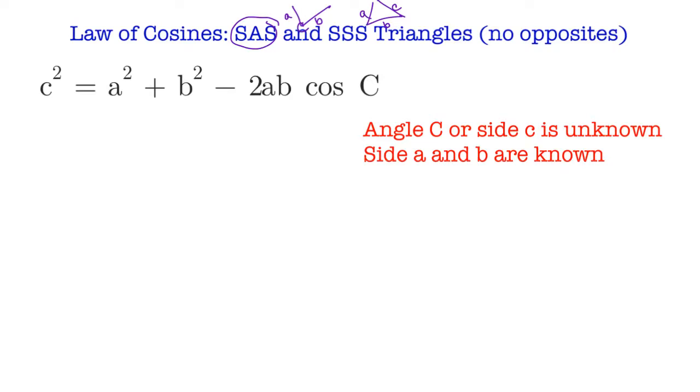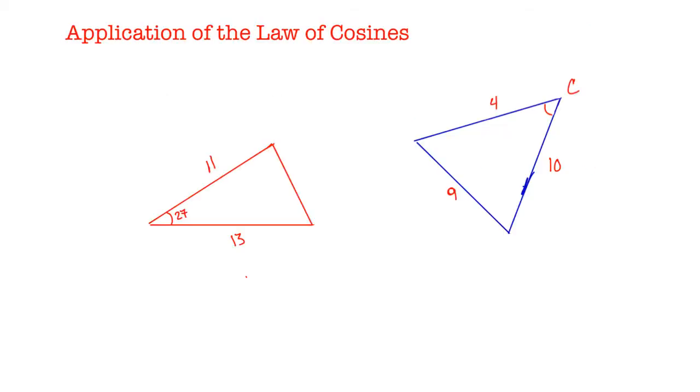So as you can see in this one, angle C or side C is unknown. These are what you're trying to solve for, and you always know side A and side B. Okay, so these would be examples of applications of the law of cosines. This first one here is side angle side, because we're given a side, then an angle, then a side. This would be an example of side, side, side.